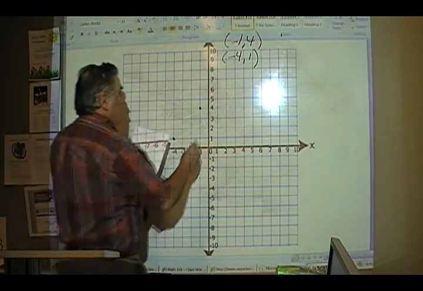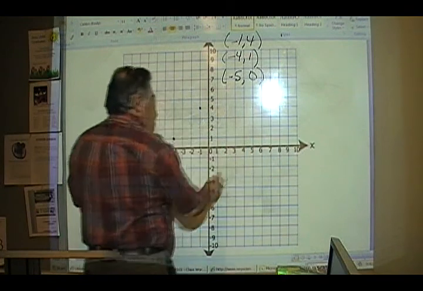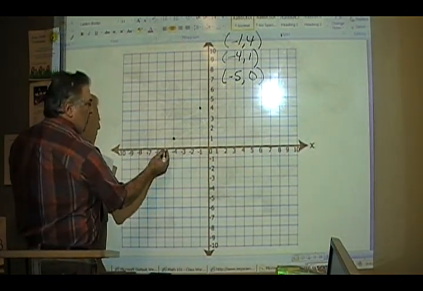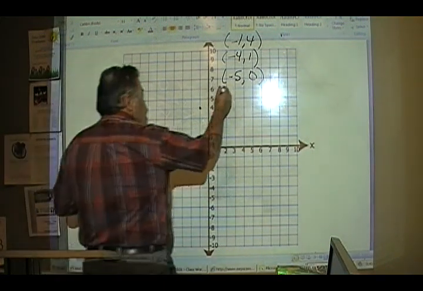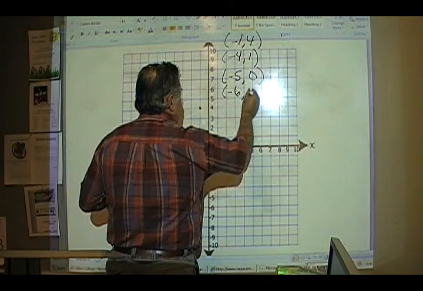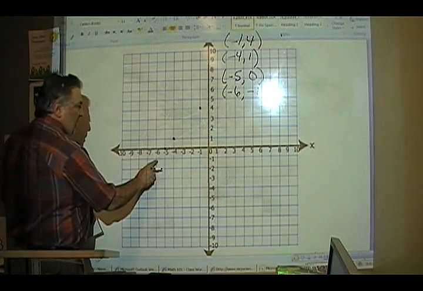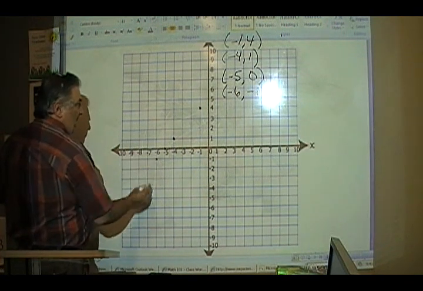The third one says if x is -5 and y is 0. So again, go to x, -5, and then y is 0 would be right on the x line. And then the last one says, and if x is -6 and y is -1. So we'll go to -6, and now we have to go y, -1. So it's beneath that line.